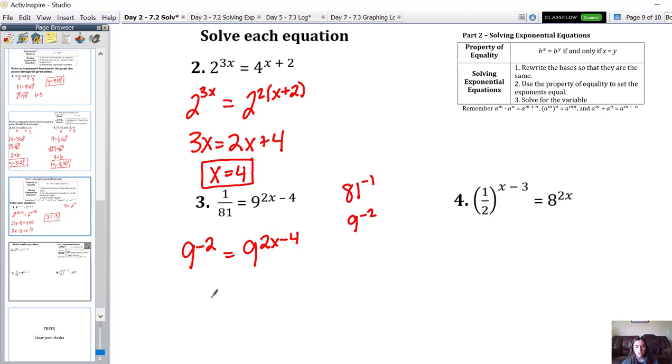And I can set my exponents equal to each other. So negative 2 equals 2x minus 4. Add 4 to both sides. 2 equals 2x. So then my value of x is 1.